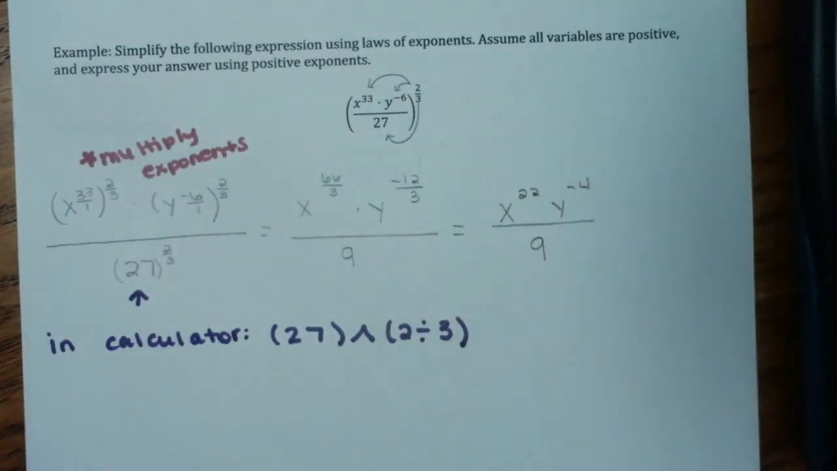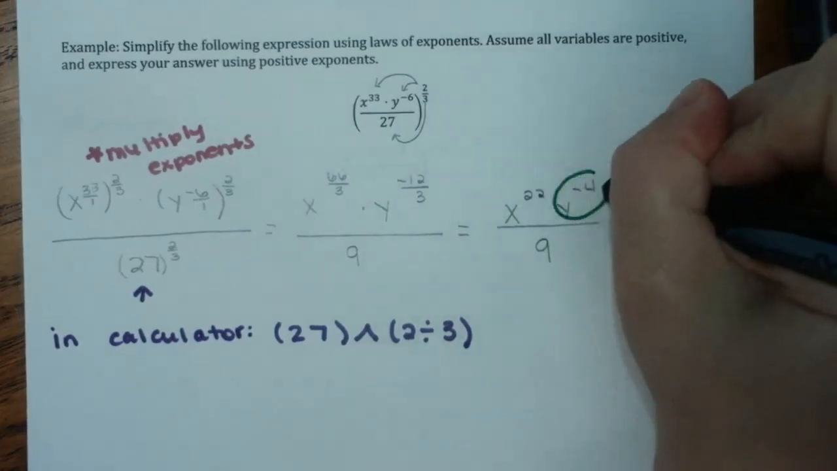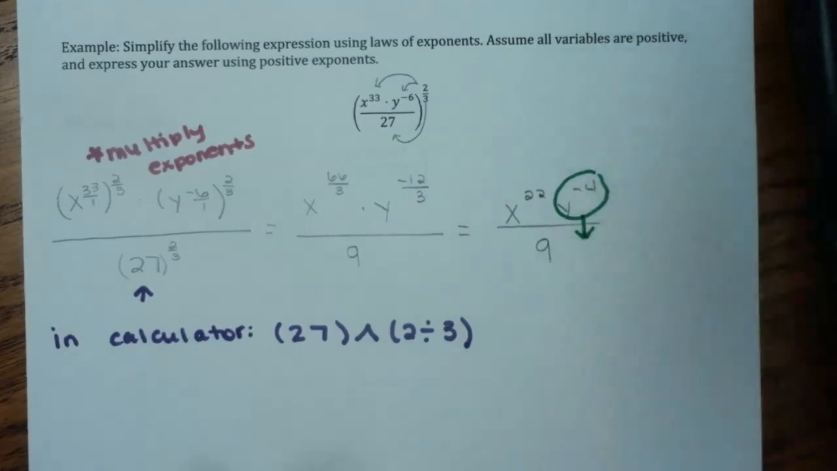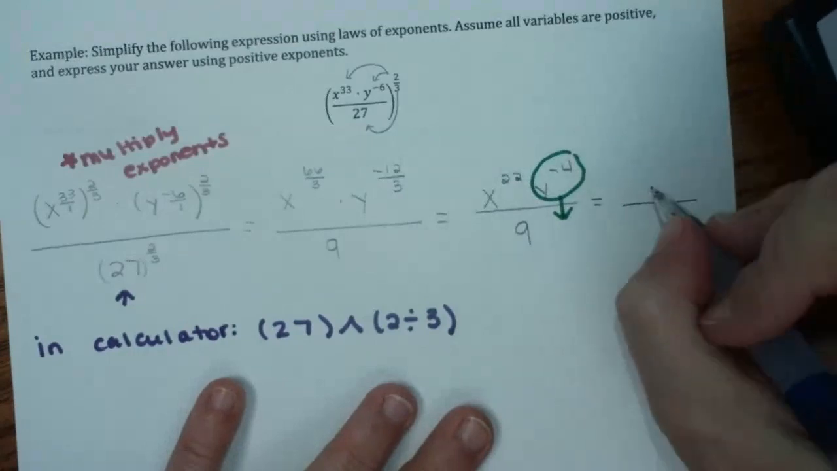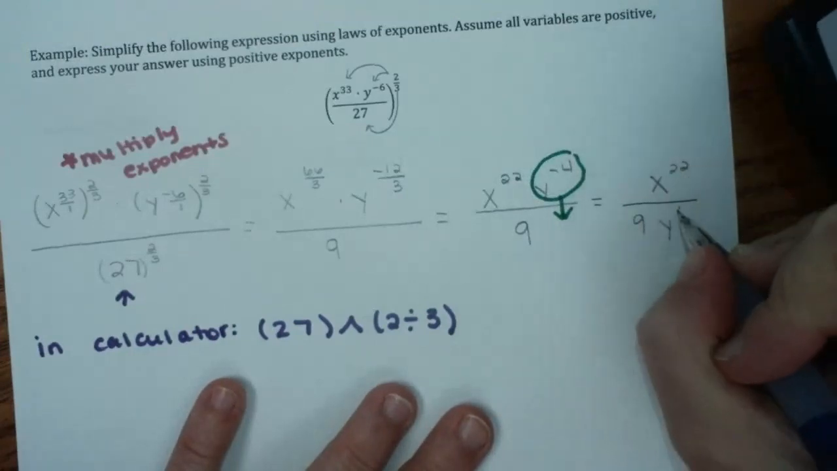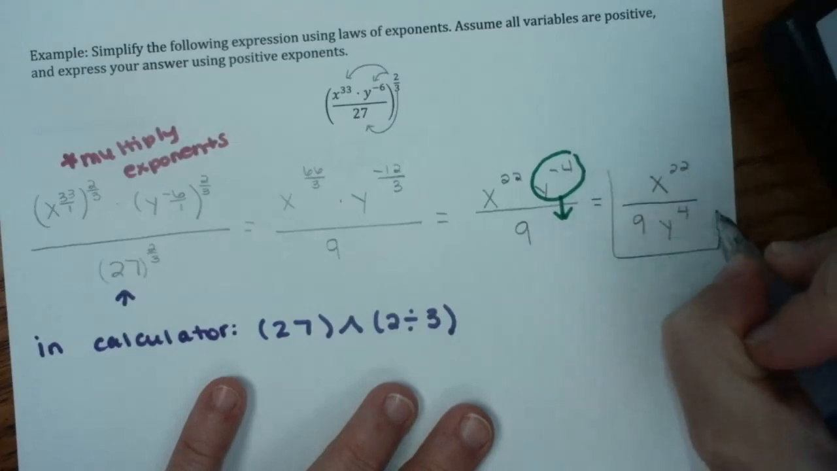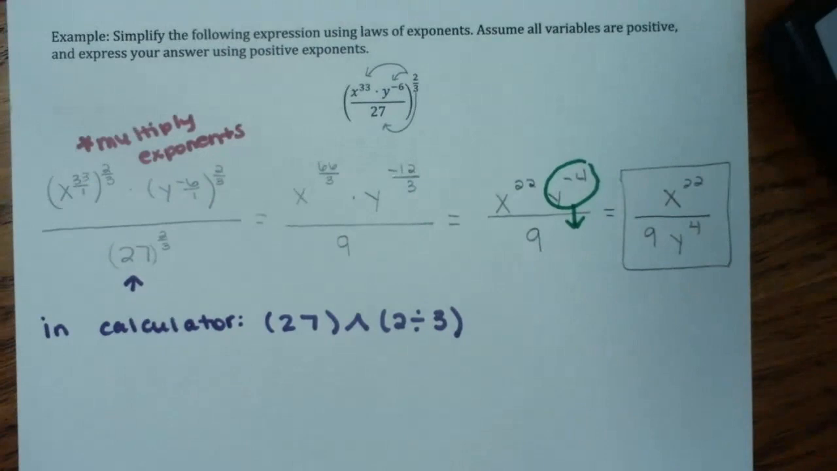Almost done. Now our last thing is we have to have positive exponents. So to make this y to the negative 4th power positive, let's flip it across the fraction bar. It's up top, so let's flip it down to the bottom. So our final answer will be that x to 22 is up top. It's going to stay up top, all over 9, y, and now that becomes positive 4. Everything's positive, everything's simplified, done. X to the 22nd power divided by 9, y to the 4th.